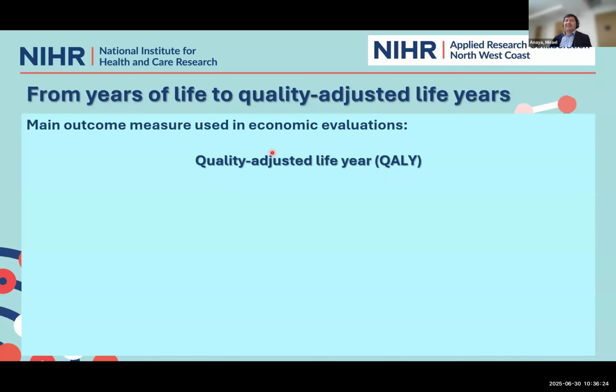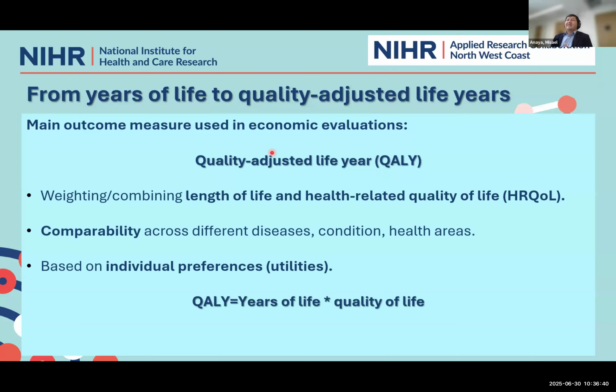Okay, now let's dig a bit into what QALYs are. QALY is short for quality adjusted life years, and it's a weighted combination of length of life and health-related quality of life. And this allows, as Valerio said, comparability across diseases, conditions, and areas. So we like QALYs because it's flexible to compare interventions across diseases. For example, we can compare interventions in cancer with, let's say, hip replacement. So we can compare a broad range of interventions using QALYs.